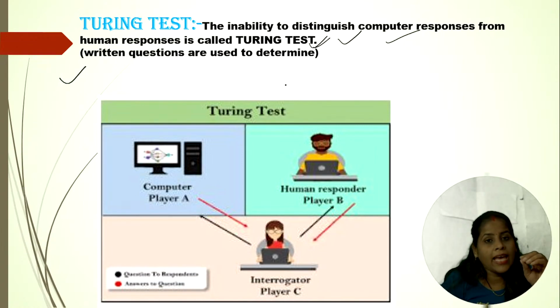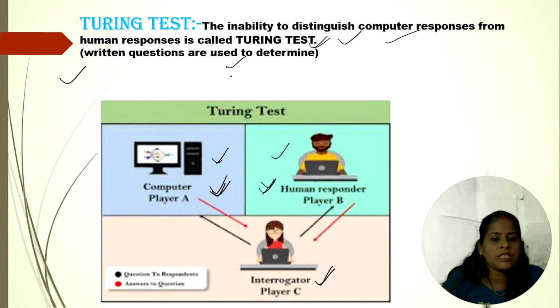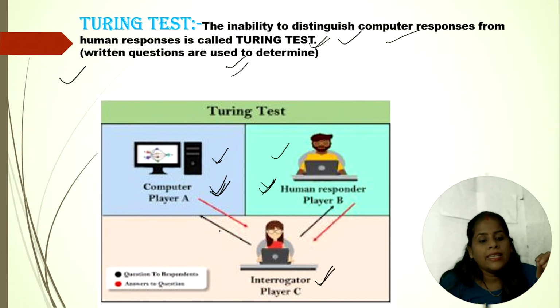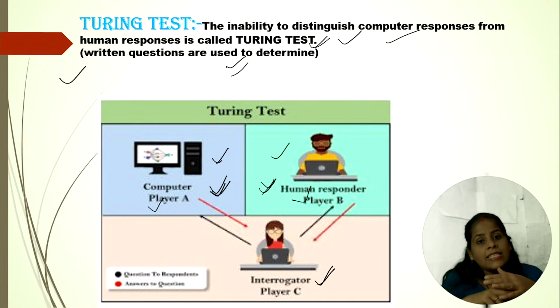ठीक है? Turing test क्या है? किसी, there is a Turing test in which a computer is there and a human is there in both the rooms, okay, and the interrogator is here. The interrogator is asking questions to player 1 and player 2 both, okay, and there are so many written questions used to determine, okay, they are asking continuously to the computer, player A and player B, and then interrogator player C tries to understand, according to the answers, which answer is of the computer and which is from the human, okay.